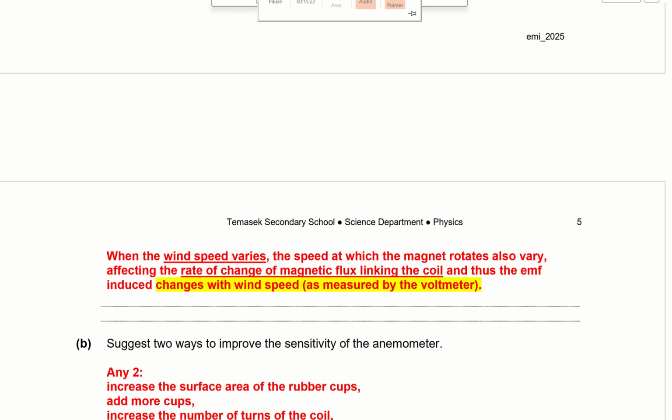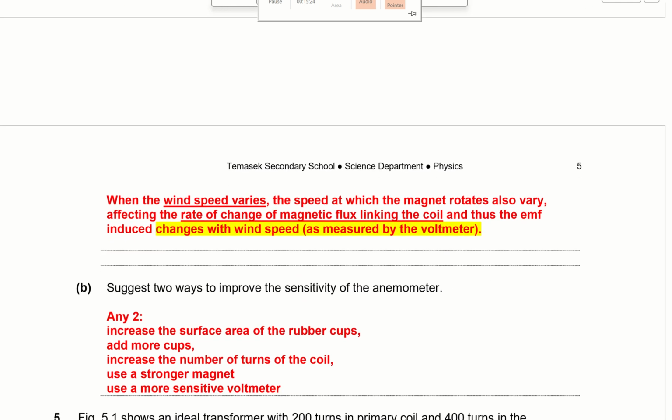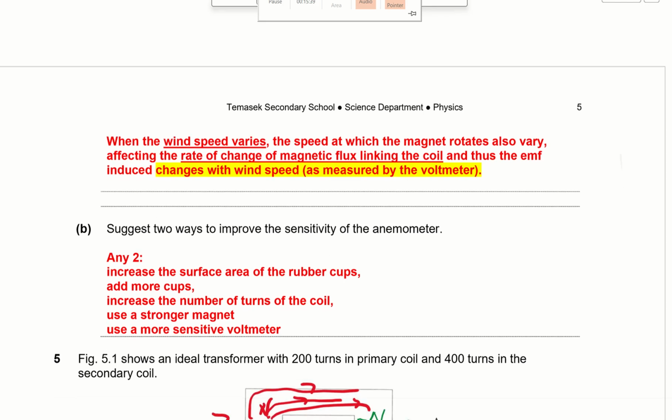Next part. When the wind speed varies, the speed at which the magnet rotates also varies, right? So it affects the rate of change. So it's not just a change of magnetic flux, it's also about the rate of change. Therefore the EMF induced will change with the wind speed, so it can be measured by the voltmeter.